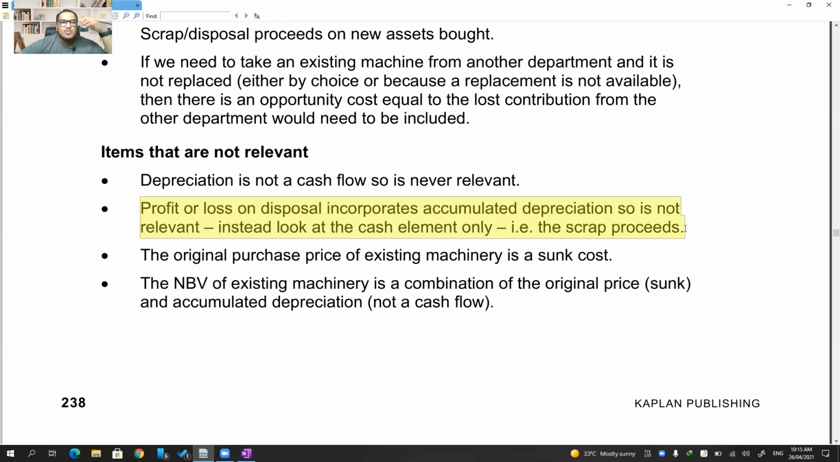Okay, so please understand, how do we calculate profit or loss? Sale proceeds minus book value. If sale proceeds are more, then it is a profit. If sale proceeds are less, then it is a loss. Please understand, how do you get book value? Original purchase price, which is a sunk cost, minus depreciation, which is irrelevant. So both are irrelevant. Book value itself is irrelevant. Then if the book value is irrelevant, how can the profits or losses become relevant at all? Only the sale proceeds will be cash flows, so that is what you have to consider, not the profit or loss.